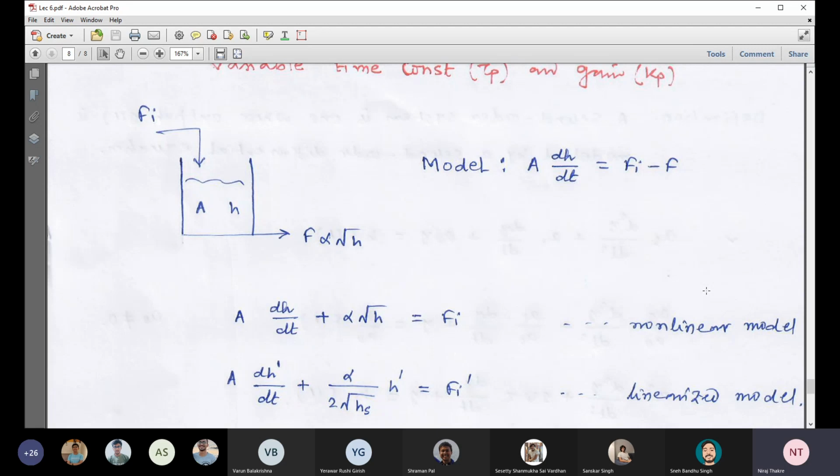Now after linearization using the Taylor series expansion, we have this linearized model. Can you tell me now what is the expression for tau p and Kp based on this linearized model equation? Let me know the expression for tau p and Kp.